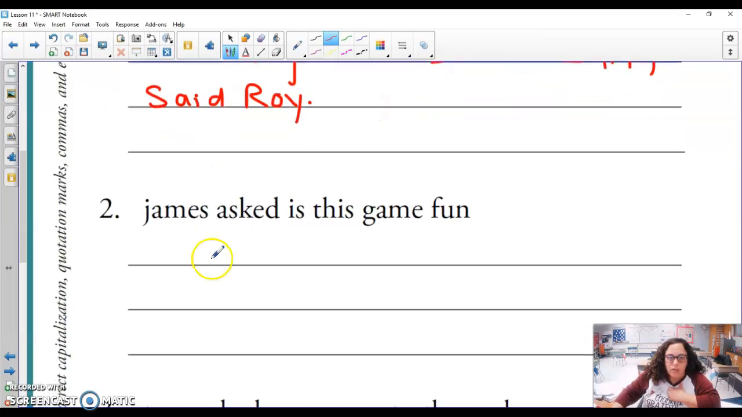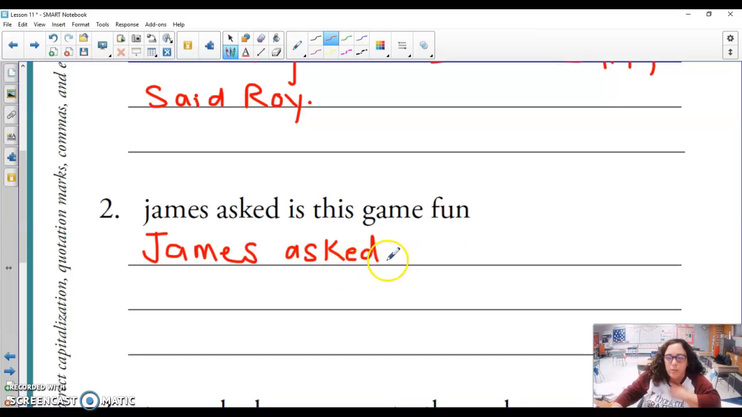Let's go on to number 2. James asked, is this game fun? All right, so James, it's the beginning of our sentence, so we need to capitalize it. And it's his name. So James asked. And remember, the ED in asked is saying t because the K is unvoiced and there's no vibration, so that means ED is going to be unvoiced. So it says t, t, t.